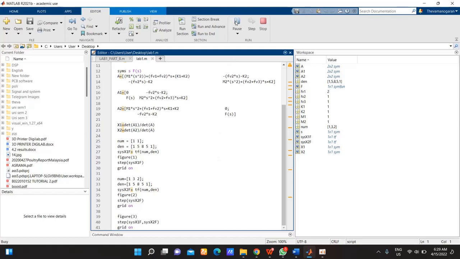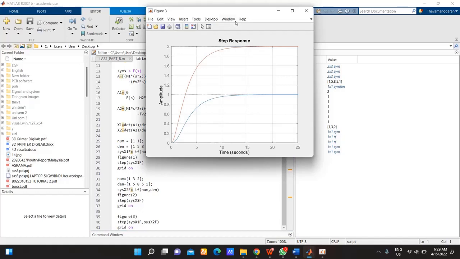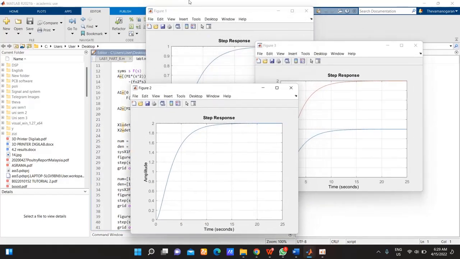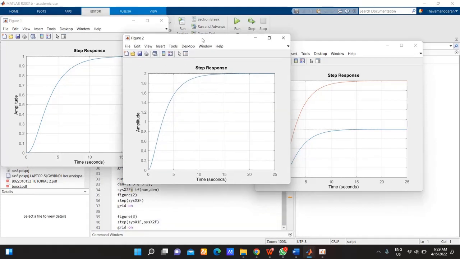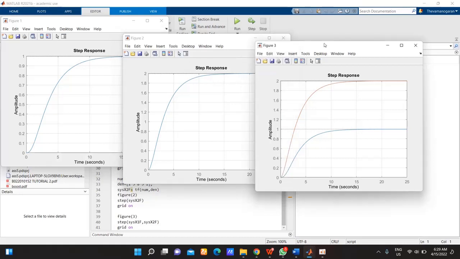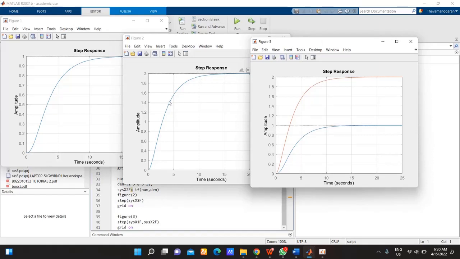When you click run, as you can see, there are three figures. As I mentioned before, for this part there will be two main equations. Figure 1 represents the first equation, which is the amplitude of 1, the second figure represents the second equation, which is the amplitude of 2, and the third figure is the combination of the first equation and second equation. As you can see, this one is the amplitude of 1, and this one is the amplitude of 2. So this is the graphical picture of the two main equations, for M1 and M2.